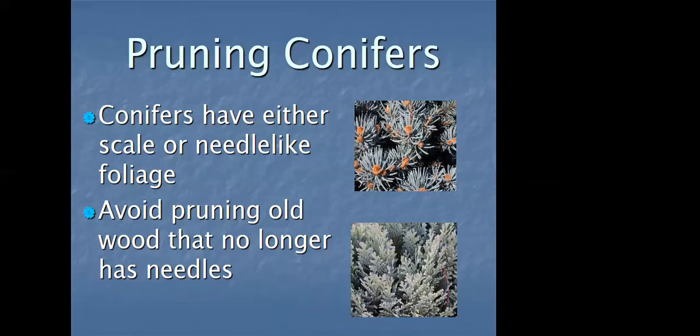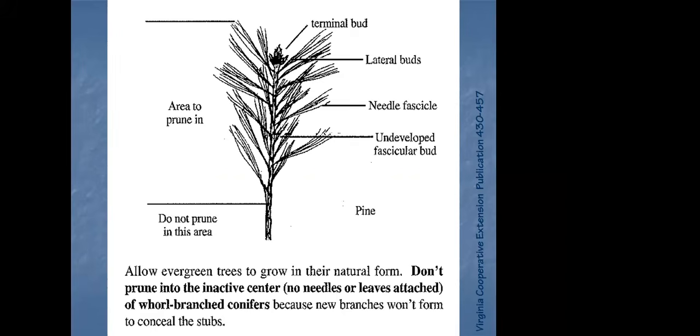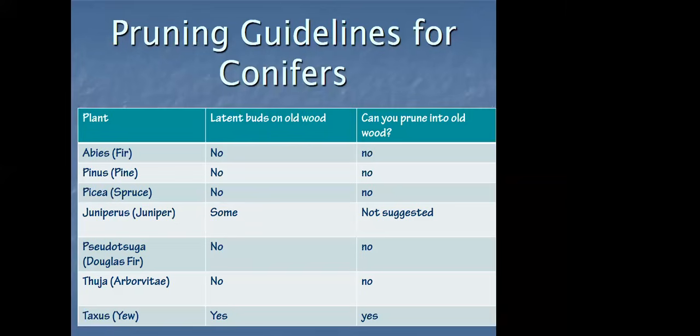pruning in general. So you've got that lateral bud, for example, on this diagram of a pine tree. Anywhere you see the needles have come off, you don't want to prune into that area on a pine tree, because if there's no needles there, there's not going to be any new needle growth coming out from those areas where the needles have already fallen off in previous seasons. There are no latent buds there waiting to pop.